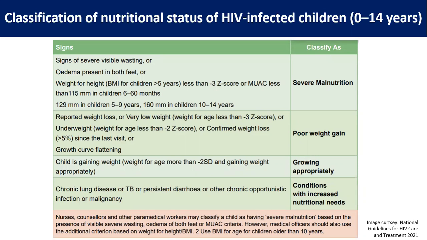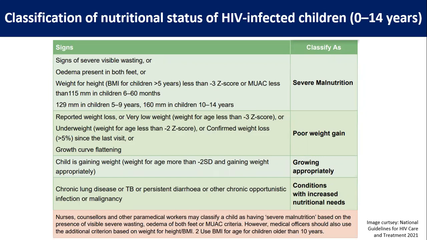If the child has reported weight loss or very low weight, or weight for age less than 3 standard deviation, or underweight, or weight for age less than 2 standard deviation, or confirmed weight loss of more than 5% since the last visit, or a growth curve which is flattening on the growth chart, or very poor weight gain, that is a concern. And a child who is gaining weight appropriately, with weight for age more than 2 standard deviation, is labeled as a growing appropriately child.